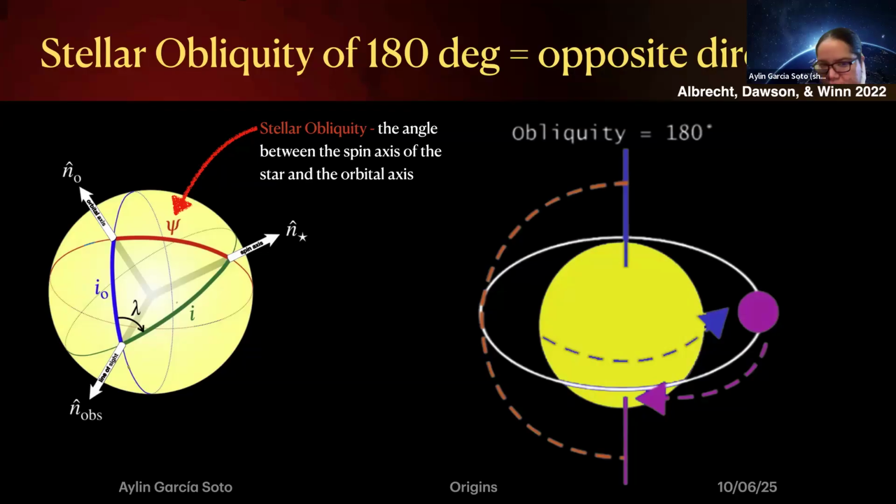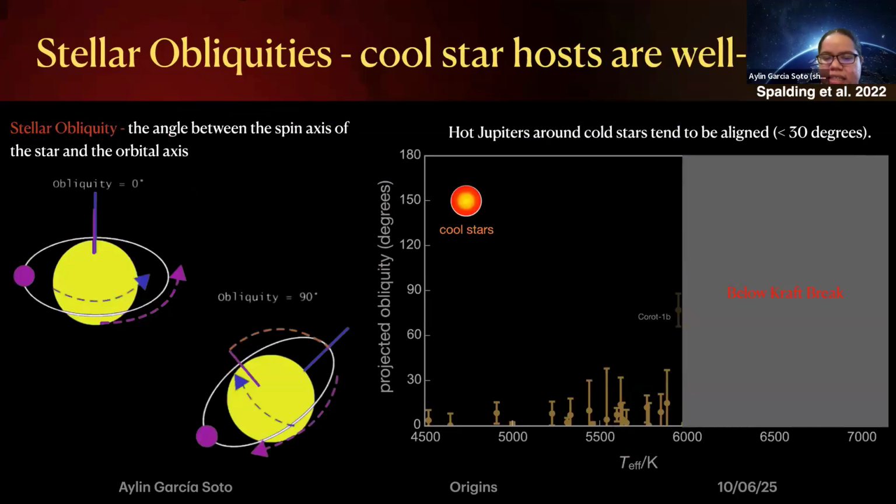And so in terms of population, if you look at the cooler stars, so stars that are less than 6,000 degrees, you see that they're pretty well aligned. This means they have less than a 30 degree obliquity. And this break is called the Kraft break. That's when the convective zone becomes deeper. And so that tends to be true for solar-like stars. And for those, they seem to be well aligned.